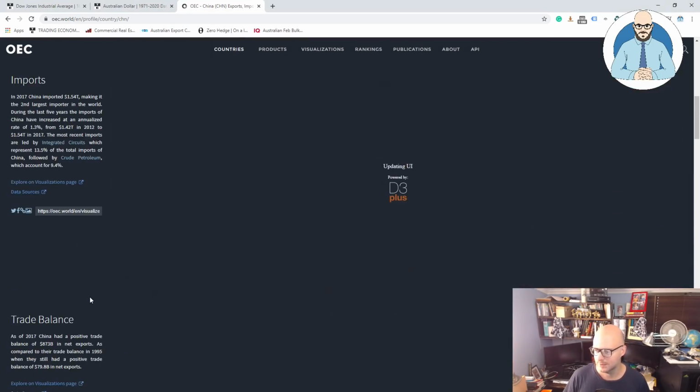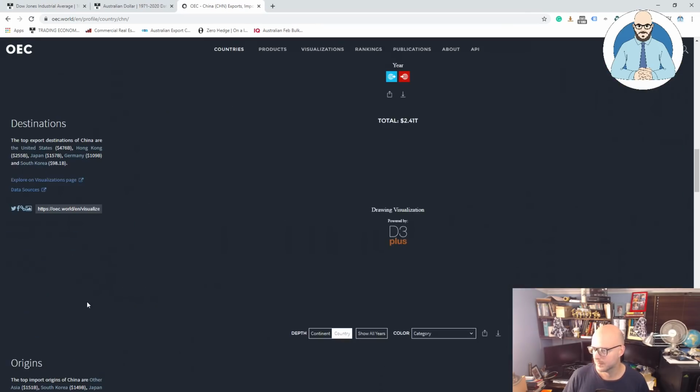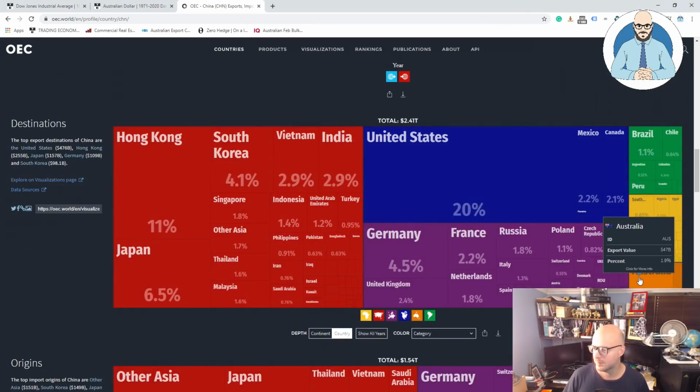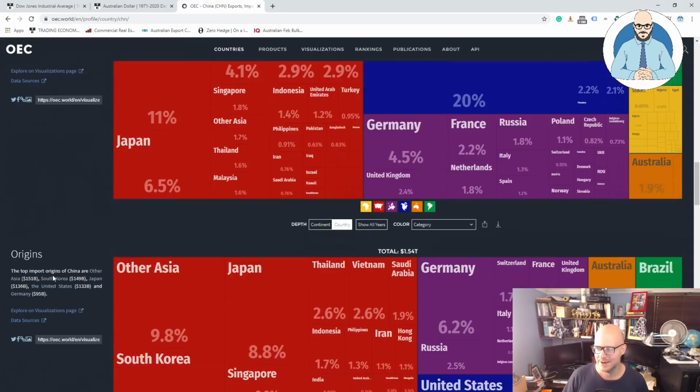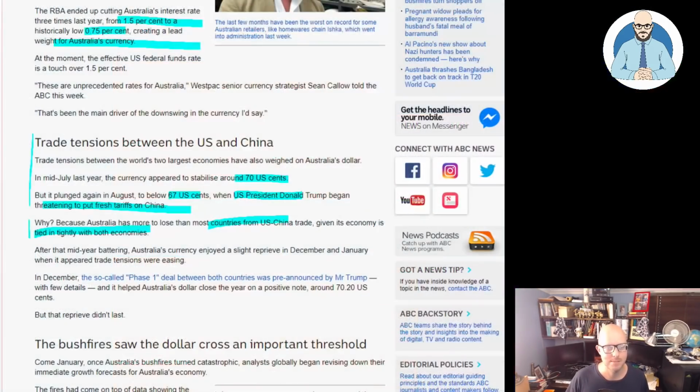Let's have a look. Where do we sit here with imports? Destination Australia, 1.9%. 1.9% for their exports. And they're a huge chunk of ours. Imports, okay, there you go. We're 5.5. So we're not too bad. We're up there. What are we? 85 billion. Germany, 95 billion. USA, 133 billion. But there you go, guys. Better than I thought, to be honest.